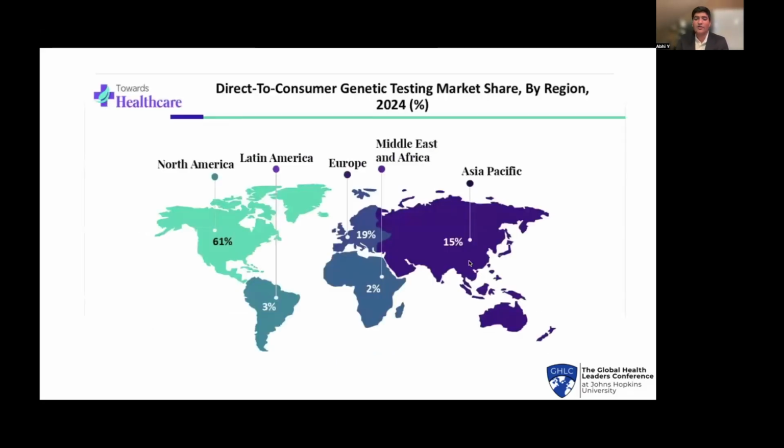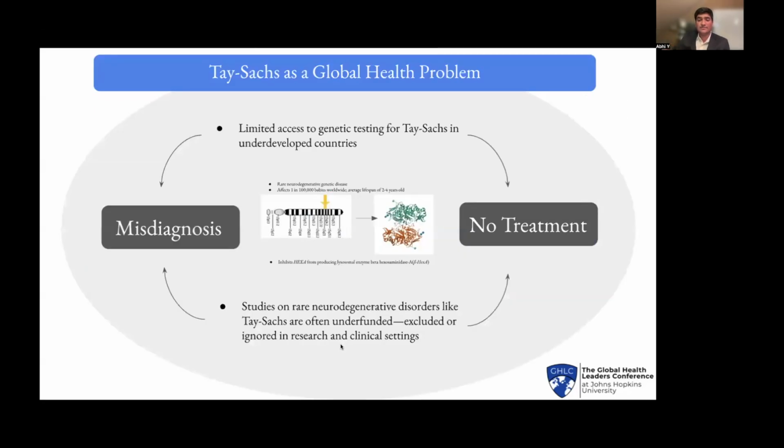You can also see here how several underdeveloped areas in the world do not have access to genetic testing to diagnose Tay-Sachs disease, or to mitigate its symptoms, because they have inadequate access to genetic testing and gene therapy. For example, Latin America only has 3% of genetic testing interest, and Africa has almost little to no genetic testing available. So this leads to the next topic.